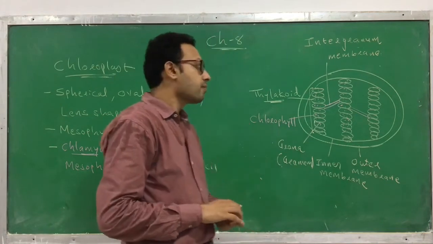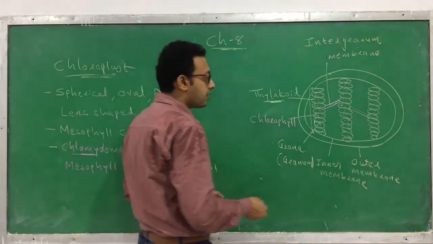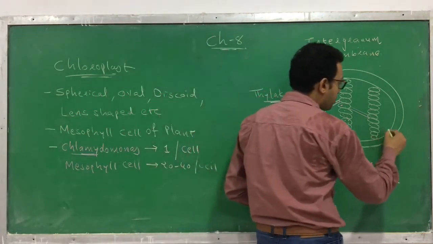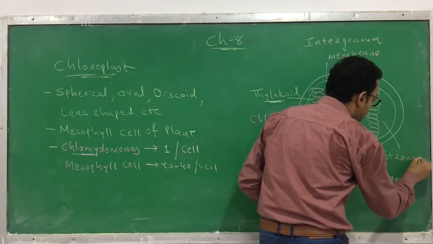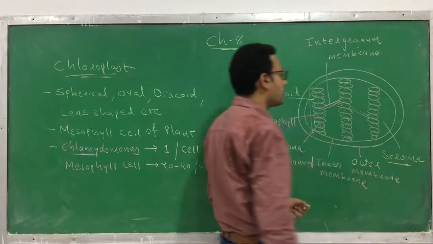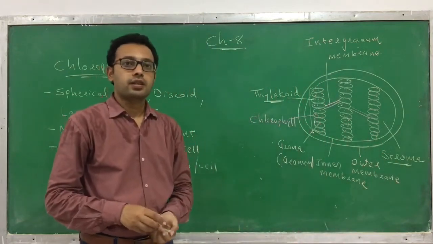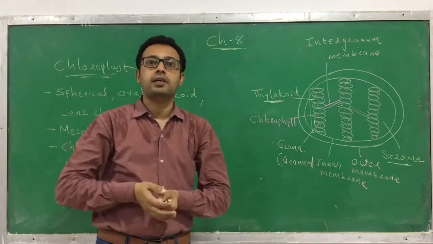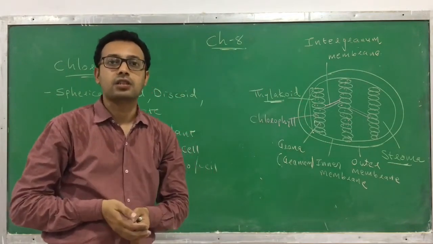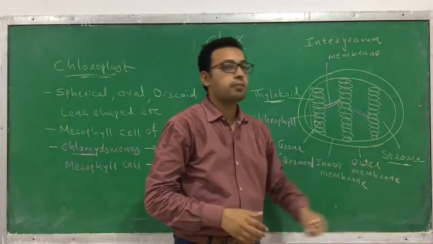Okay, now the rest of the inner portion, except the thylakoids, is called the stroma. What is it called? Stroma. So I say the whole inner environment, except the flat lamellar structures, is called the stroma.